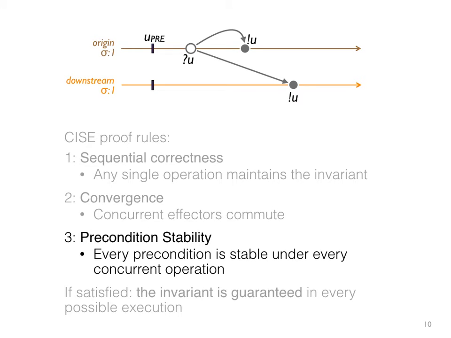Okay, now let's look at the third verification. We already know that operation U in isolation maintains the invariant, but what happens if some effector !V concurrently changes the state? The insight here is that if U's precondition is still true after running V, then we know by the first rule that the effector of U will be okay and maintain the invariant. We say that the precondition of U is stable under concurrent V.